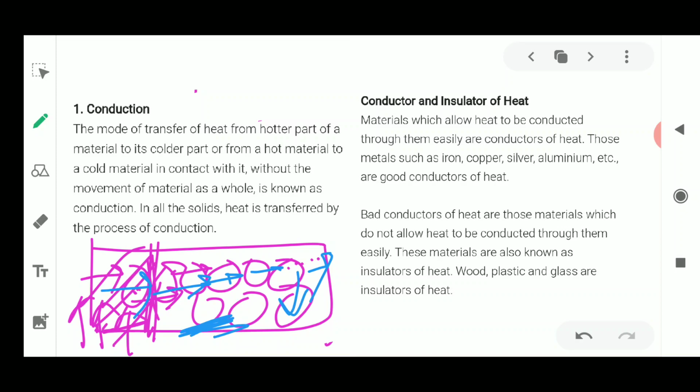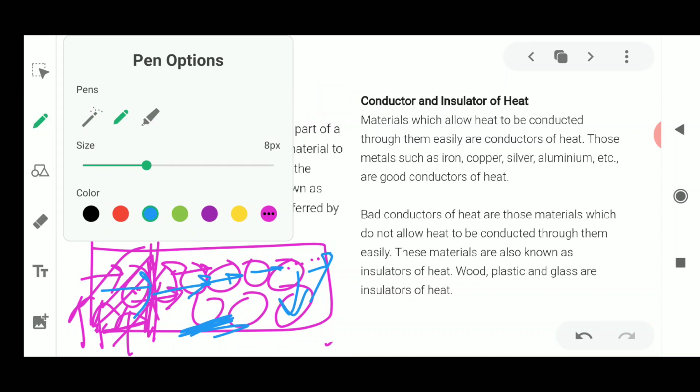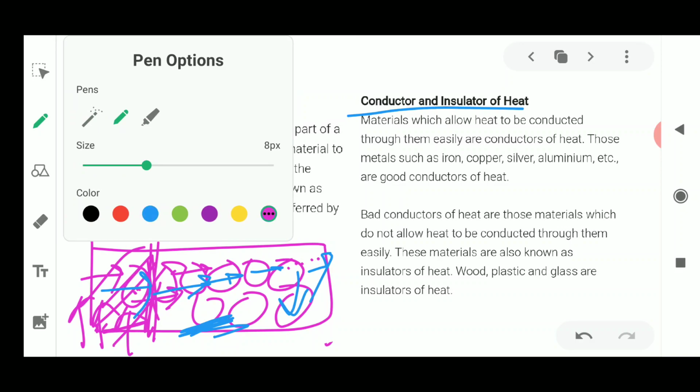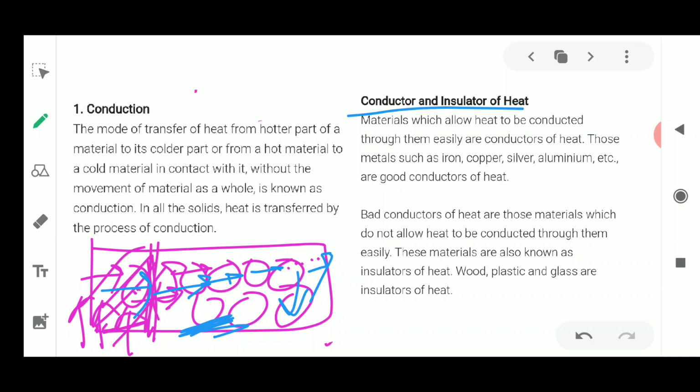In the same manner, in solids the molecules are not moving, only the heat is being transferred. Fine. So this is known as conduction of heat. Now, on the basis of conduction of heat, materials can be divided into two parts, that is conductors and insulators. Conductors are those materials which allow heat to flow very easily.